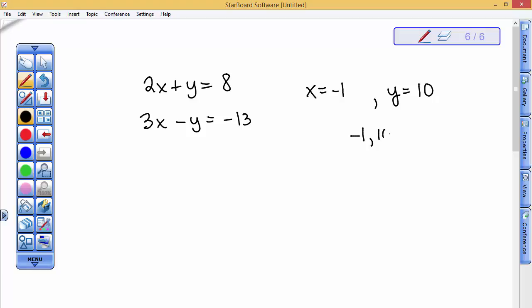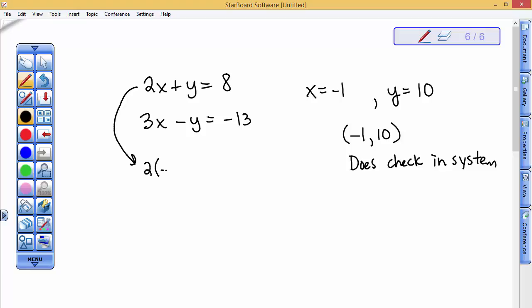And so if it checks in the system, it's got to check in both equations. So I've got to try it in both. So let's go ahead here. 2 times x, which is -1, plus y, which is 10. I want to know if that equals 8. And sure enough, it does.